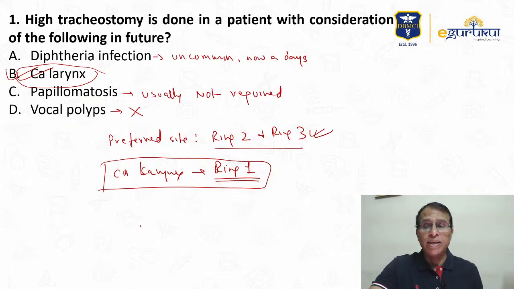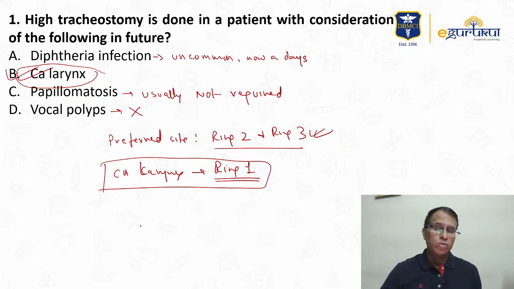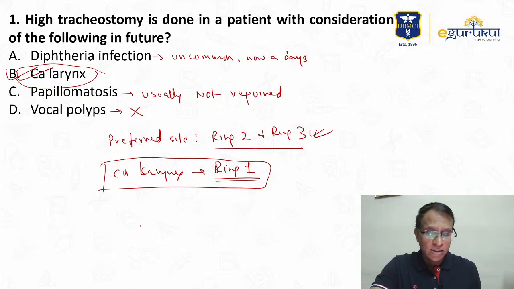Okay, so keep that in mind. Some people assume that because we keep saying high tracheostomy is done in carcinoma larynx, in carcinoma larynx you only have to do high tracheostomy. No, that is not true. You can do the normal tracheostomy also, but high may be considered, and there is no other disease where high is done except carcinoma larynx. That's what it means.